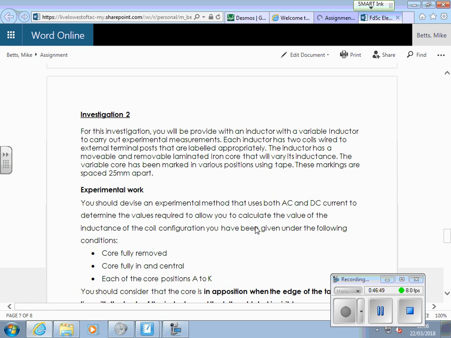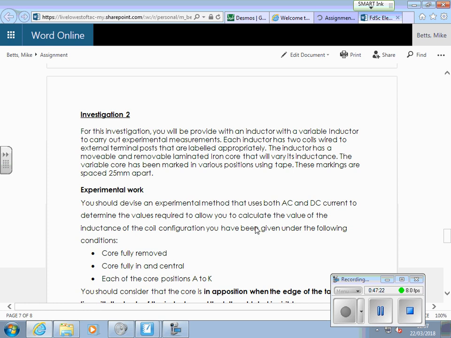Investigation 2. So there's two parts to it. For the second investigation, you'll be provided with a variable inductor, to carry out experimental measurements. So we've got two of them. You may work on one, you may work on the other. You're probably going to work in pairs, although we've got an odd number, but we can sort that out. Someone else can help the spare person anyway. It doesn't matter.